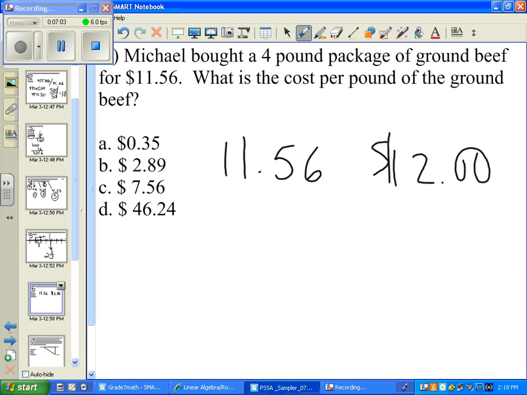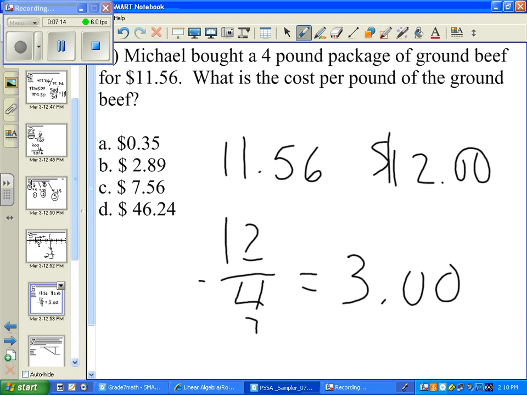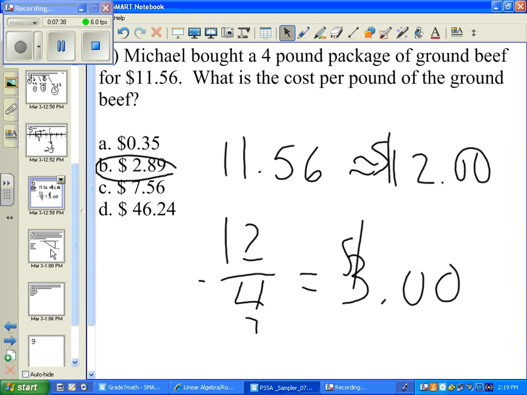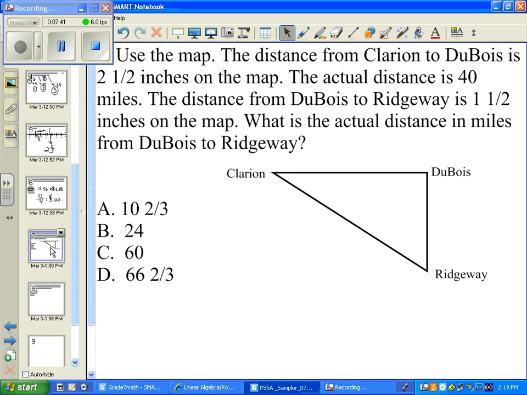$12. And if we take that $12 and divide it by 4, we end up with around $3. Well, exactly $3. But you see, 11.56 is, we're approximating it to be $12. So if we look here at the answer, we're going to be around $3. The only one of these that's anywhere close to $3 is letter B. And that is our answer for that, letter B.